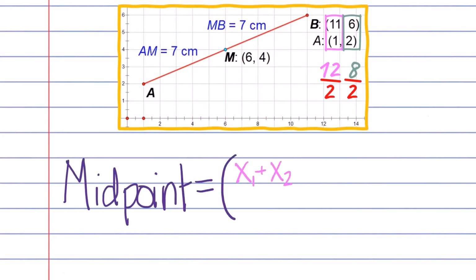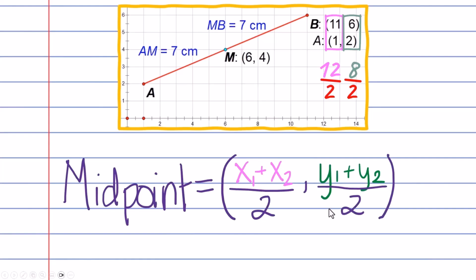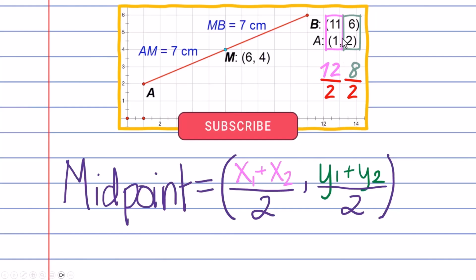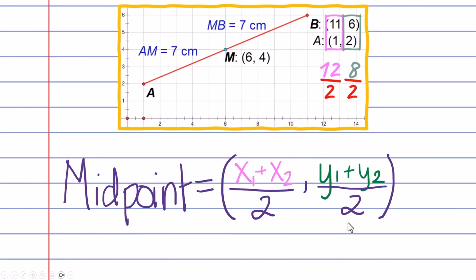x1 plus x2, that's the first x and that's the second x. Doesn't really matter, you can switch them up because you're adding them. Divided by 2, and then we're going to do the same thing with the y's. y1 plus y2 divided by 2. And you understand that looks a little complicated with all these little subscripts, but that's why I wanted to work this out for you ahead of time so you could see what you were doing. Add the x's together, divide by 2. Add the y's together, divide by 2.